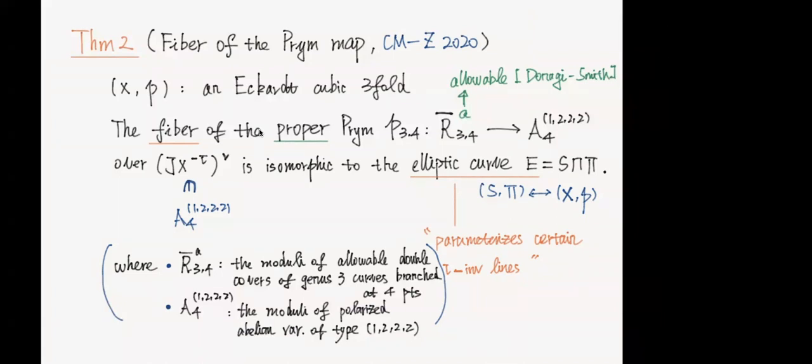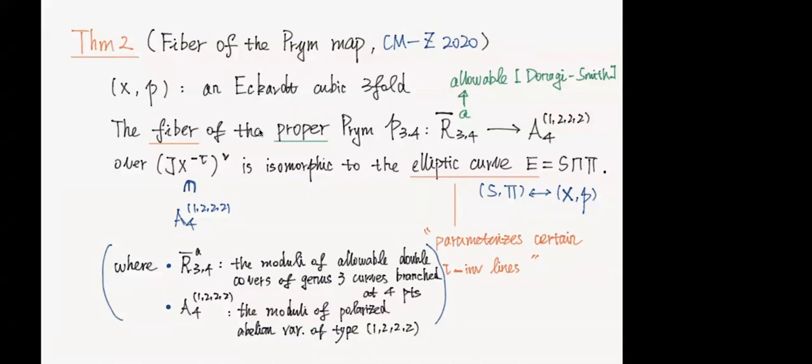Okay. So here, let me say two things. One thing is about allowable covers. Here we can not only consider étale covers of smooth curves. For some reasons, we have to consider some nice degenerations of these double covers, which the terminology in Donagi-Smith is allowable. I'll explain it in the next page.